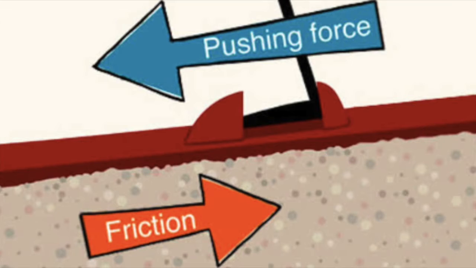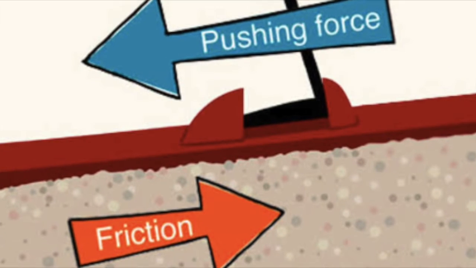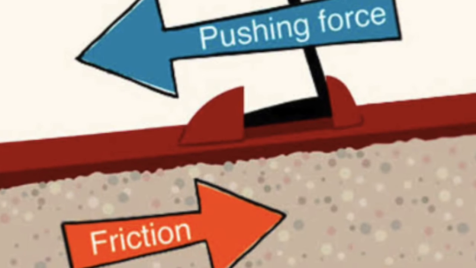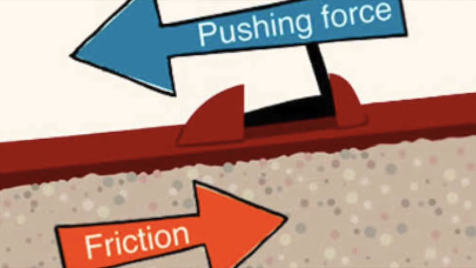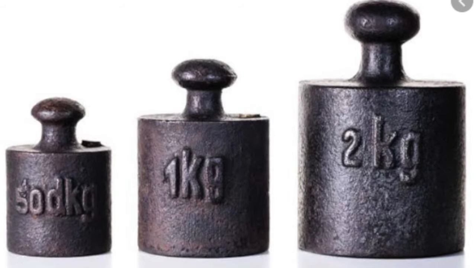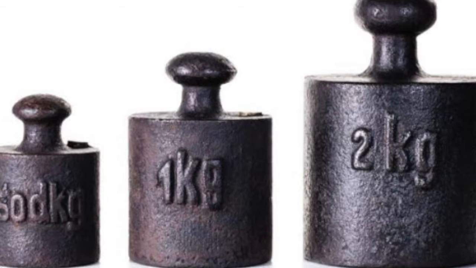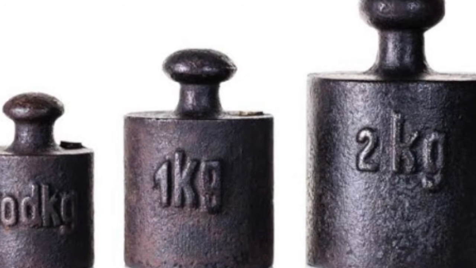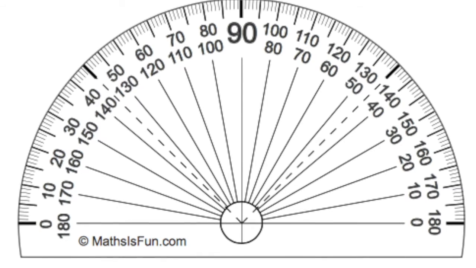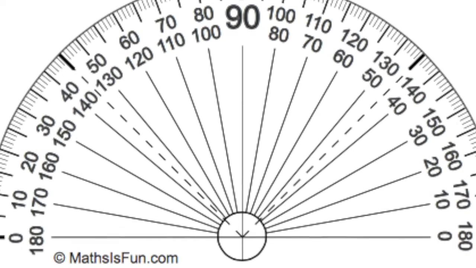Important concepts and definitions. Friction: a force resisting the relative motion of solid surfaces, fluid layers, and material elements sliding against each other. Weight: the weight of an object is related to the force acting on the object, either due to gravity or to a reaction force that holds it in place. Protractor: an instrument used to measure the degrees of inclination of a surface.